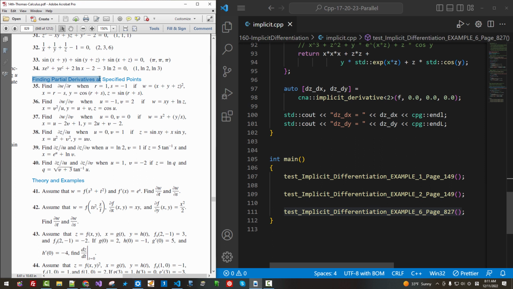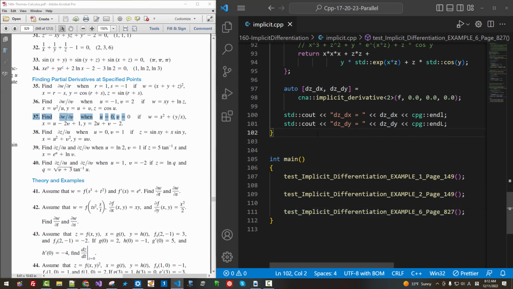Finding partial derivatives at specified points. We will solve problem 35, then problem 37. Basically, we can solve all the problems in this book. Actually, we can solve more advanced problems than in this book. If you doubt, keep watching.